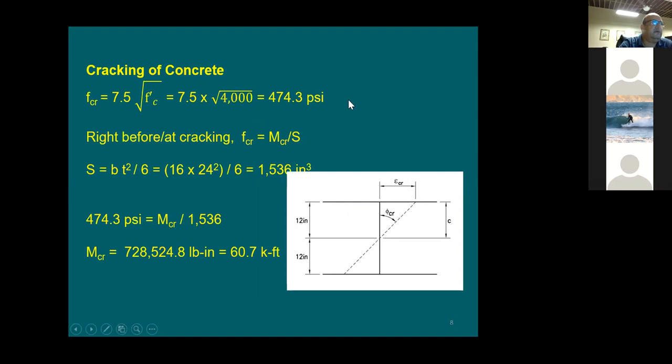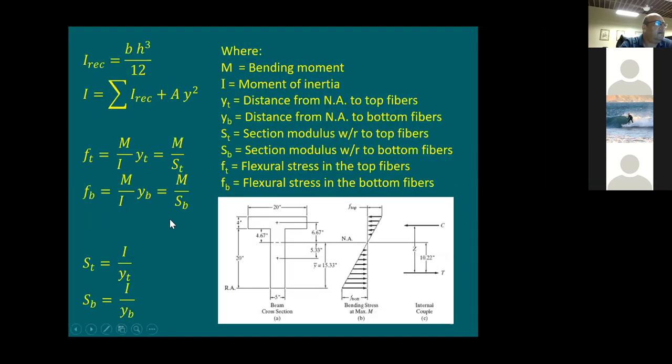Fine, good. Right at the cracking, the stress at the bottom is going to be equal to FCR. And my moment equation says any stress is going to be equal to M divided by S. Let me go back. At the bottom, FB, the stress at the bottom, is going to be equal to M over S. Is it fine?